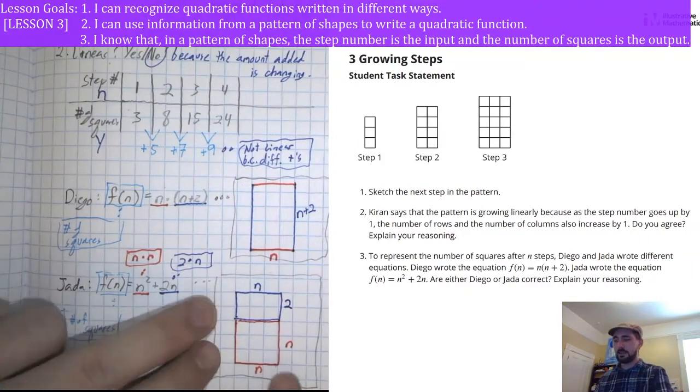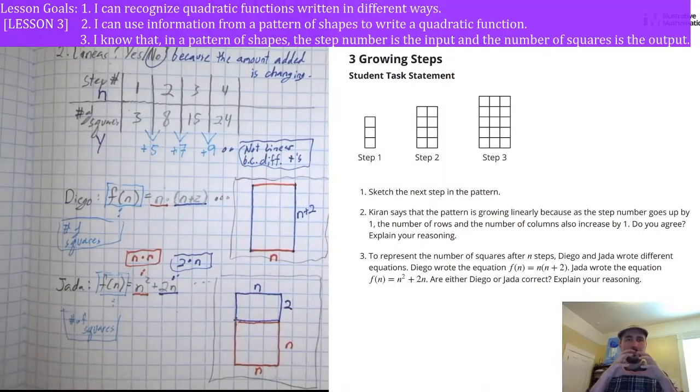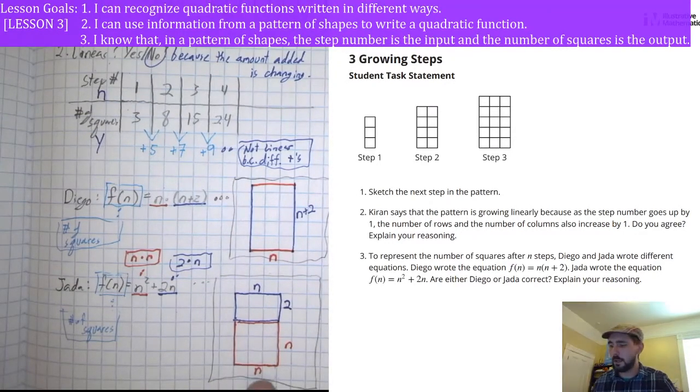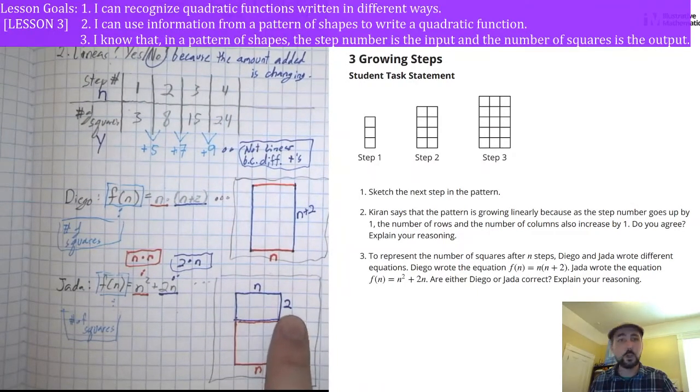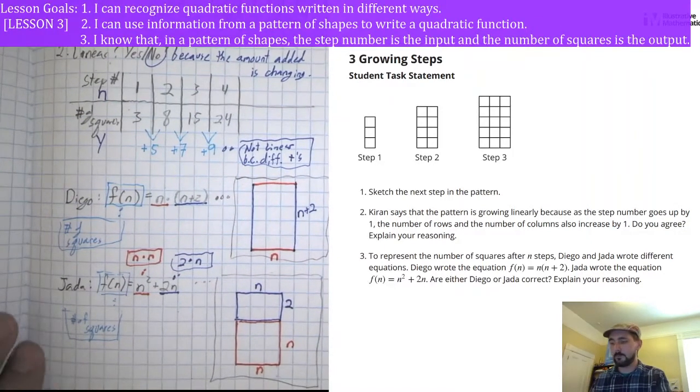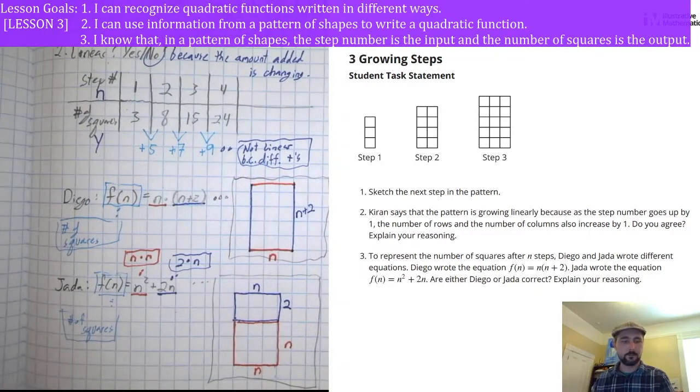So she's imagining there's like 2 things going on here. There's the square, and then there's a rectangle attached. So how does that compare to our pattern? Well, let's look at step number 1. Step number 1 would be a 1 by 1 square, very small, and a 1 by 2 rectangle on top. Did that happen? Can we see that? Can we see Jada's version of events? Yeah, right? Do you want me to draw it out?